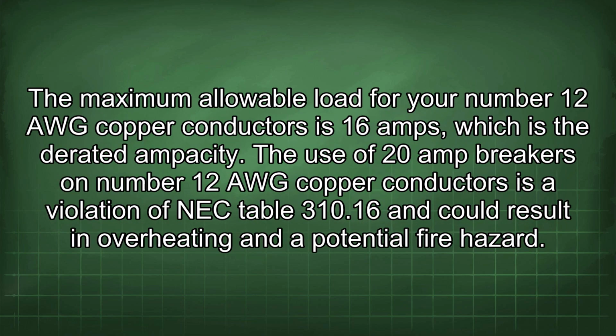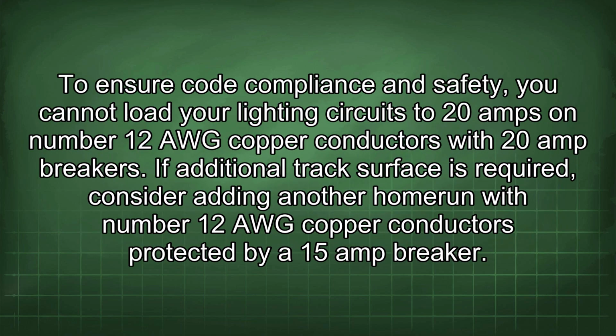The maximum allowable load for your number 12 AWG copper conductors is 16 amps, which is the derated ampacity. The use of 20 amp breakers on number 12 AWG copper conductors is a violation of NEC Table 310.16 and could result in overheating and a potential fire hazard. To ensure code compliance and safety, you cannot load your lighting circuits to 20 amps on number 12 AWG copper conductors with 20 amp breakers.